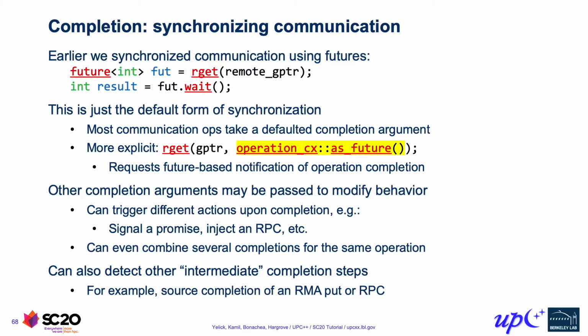More specifically, the default completion notification for most operations is a future that notifies us when the entire operation has been completed. So operation_cx means we're looking at the operation completion event, and as_future means that we want the result as a future. That's just the default. We can specify other completion arguments to get another event or to get another mechanism, such as, as we'll see in a moment, promises or even RPC callbacks.